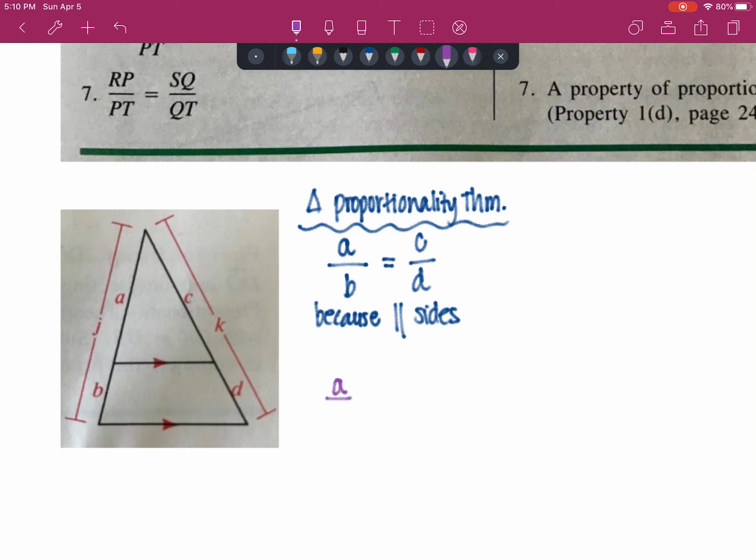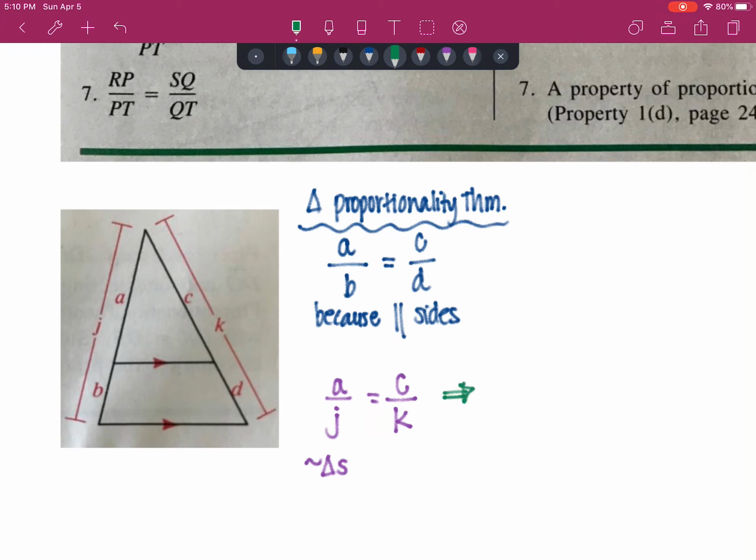But there's some other things here that we know about these triangles. So we also know that A over J is equal to, now try and finish out that proportion for me, C over K. So this right here is from similar triangles. Okay, I'm going to erase my purple marks here, and I'm going to use another color.